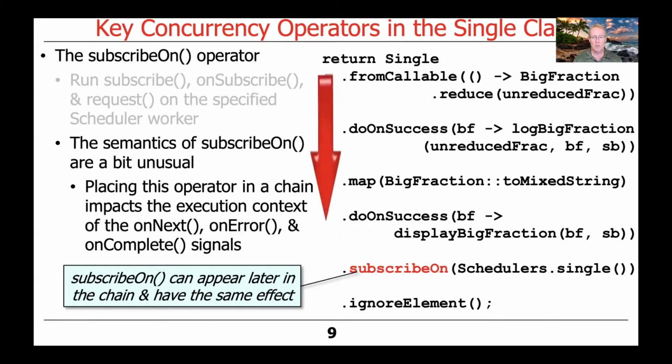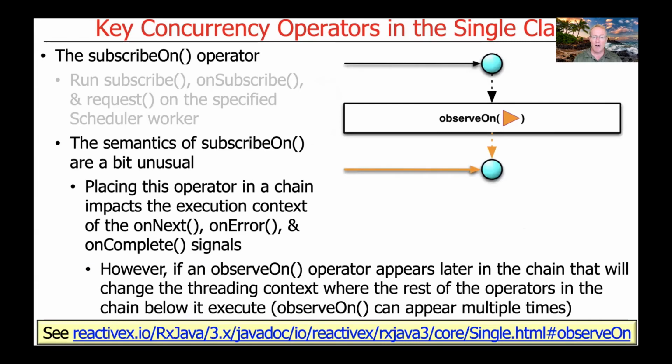So we can put it right after from callable, we can put it right after the first do on success, after the map, after the second do on success, and so on and so forth. And it will always run all those operators in the thread designated by schedulers.single. However, it turns out if an observe on operator were to appear later in the chain, that would change the threading context where the rest of the operators in the chain below it will execute.